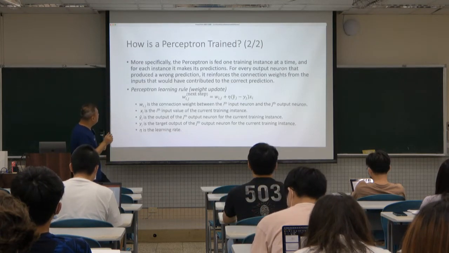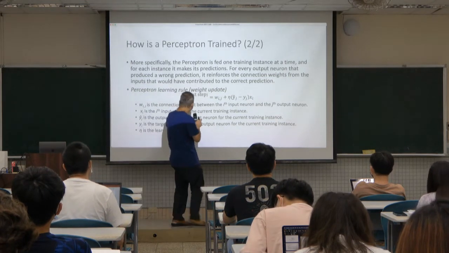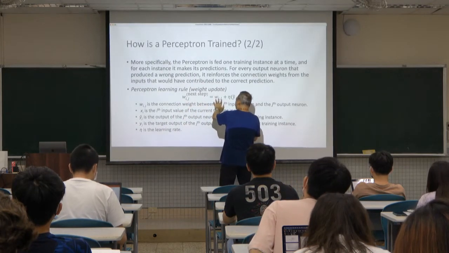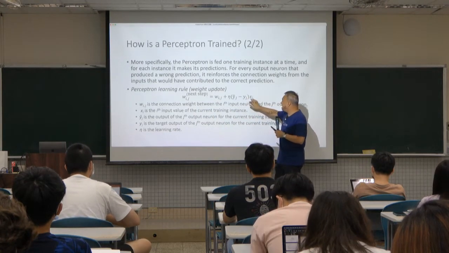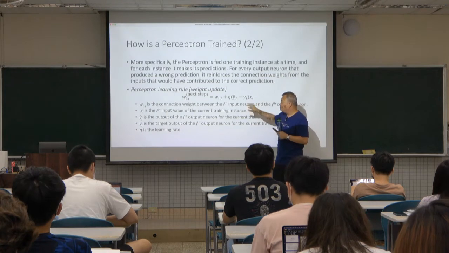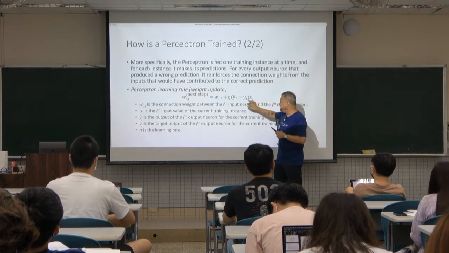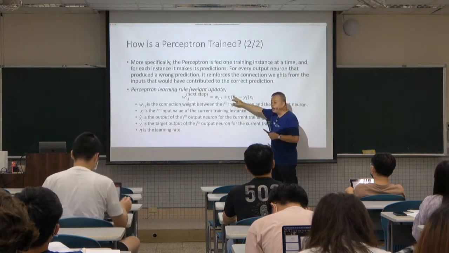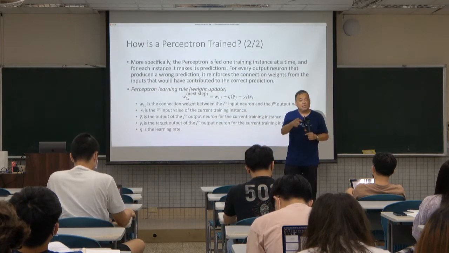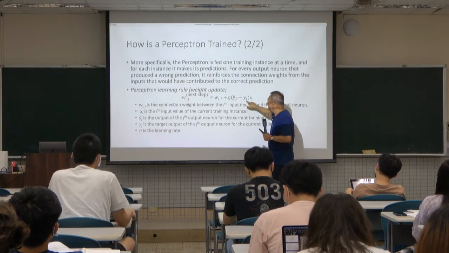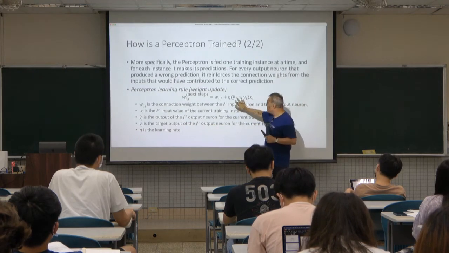So let me put it this way. It's going to be something like this. This w_ij is the weight, and x_i is your current feature. If y_j hat is the current output, and y_j represents the ground truth, and your output is the same as y_j, what happens? These two terms cancel each other, right?